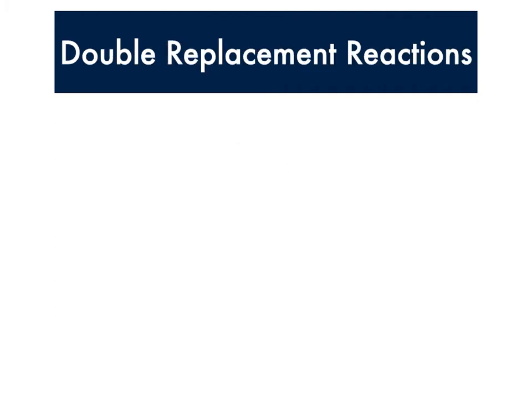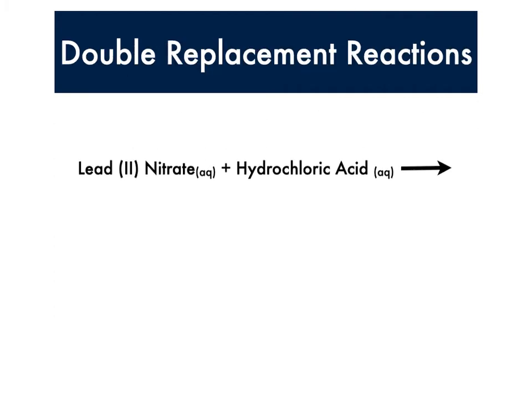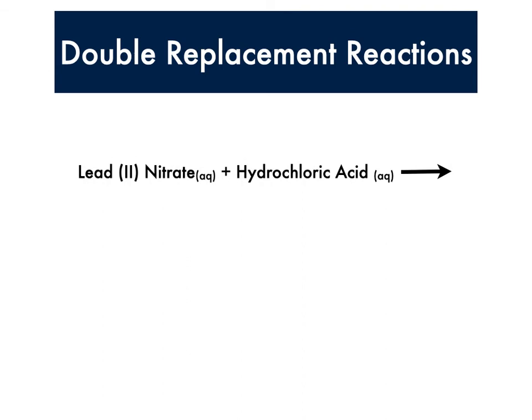Let's take another stab at this. So here's another reaction. So see if you can write this one out, if you can predict the products. Again, double replacement reaction. The cations and anions are going to switch partners. Lead II nitrate reacting with hydrochloric acid. Go ahead and pause the video, see if you can write a complete balanced equation for those 2 reactants.